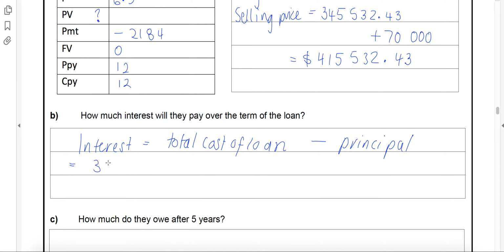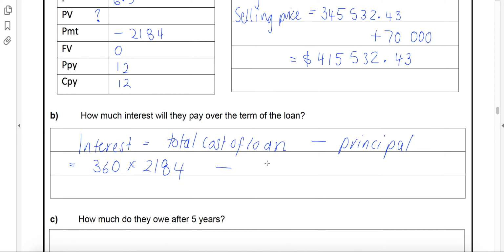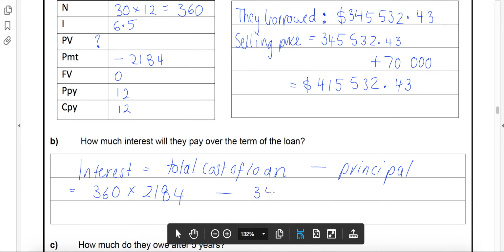So we've got 360 payments of $2,184, and then we're taking away the amount borrowed. I've just put the selling price, but of course we actually just want the amount that they borrowed up here, $345,532, because they don't pay interest on that $70,000. That's not included here.